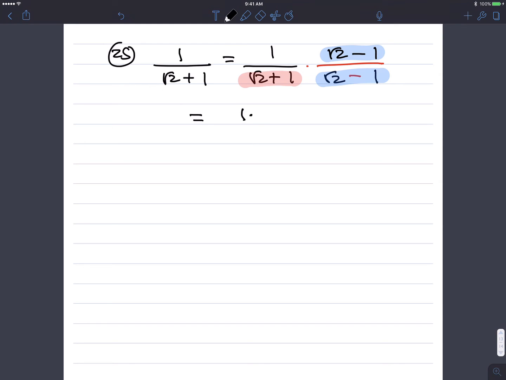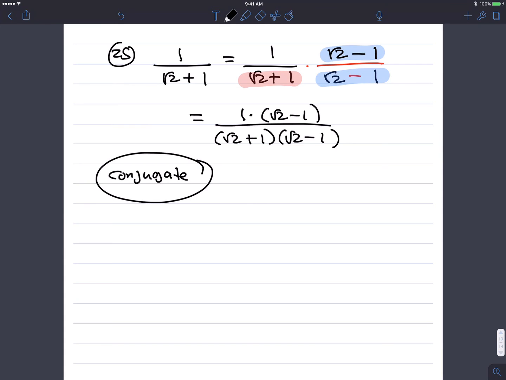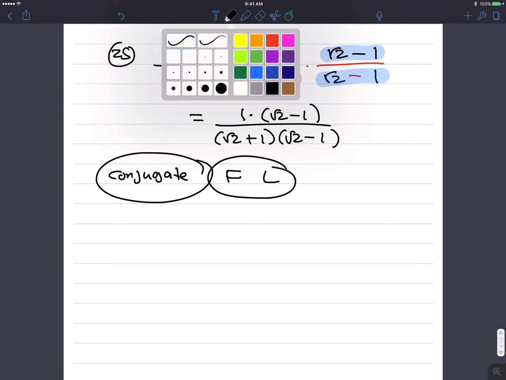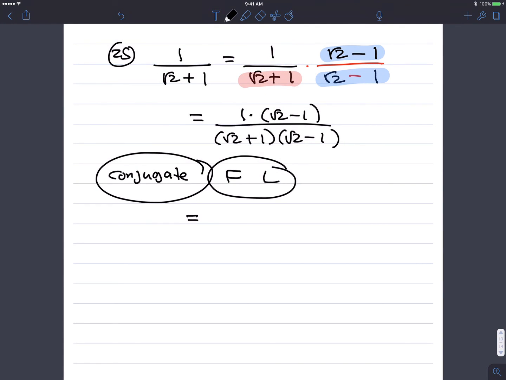And then I get 1 times the square root of 2 minus 1 over the square root of 2 plus 1 times the square root of 2 minus 1. Now remember from class that there's a conjugate formula. We only multiply the first terms and the last terms because the O and I terms cancel. So what this means is the following. 1 times anything is itself. So I have the square root of 2 minus 1 in the numerator. Now here are my first terms.